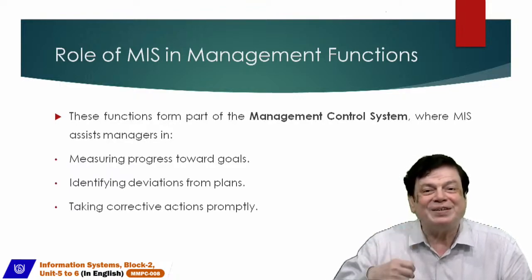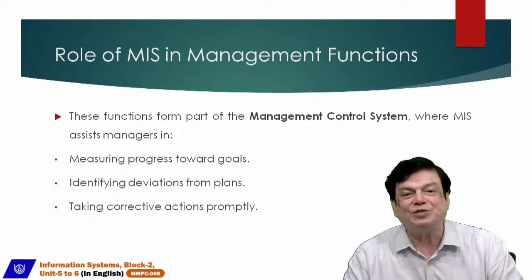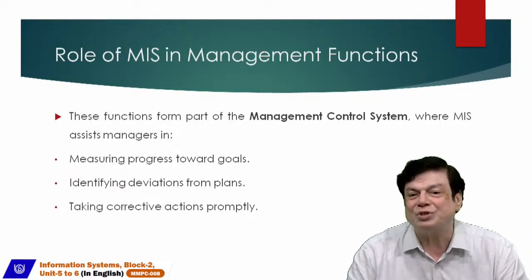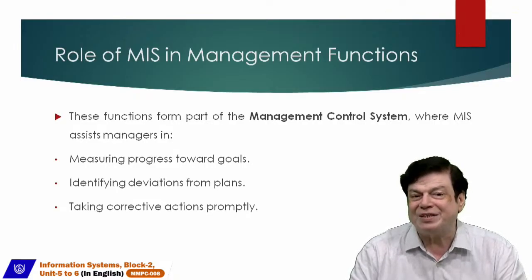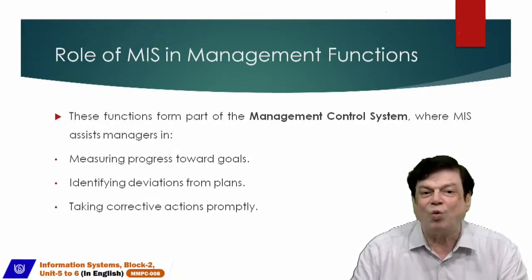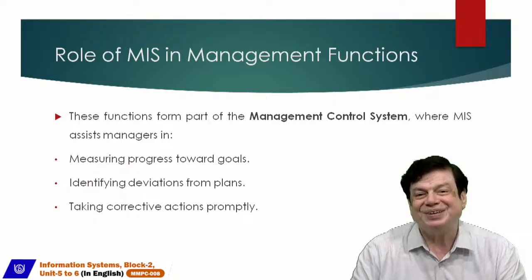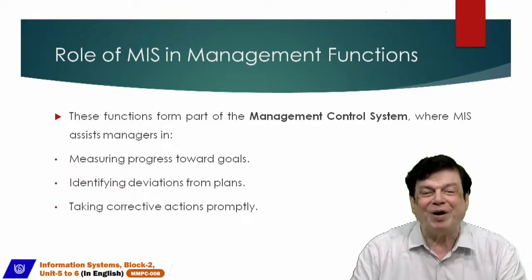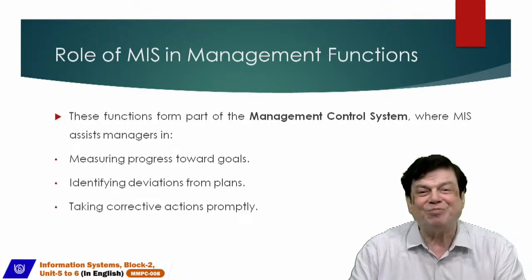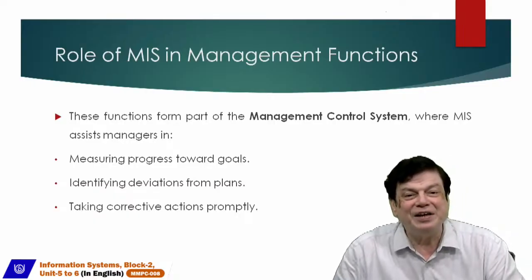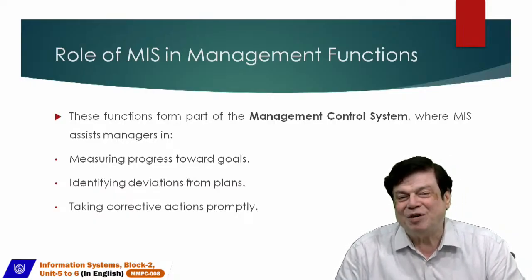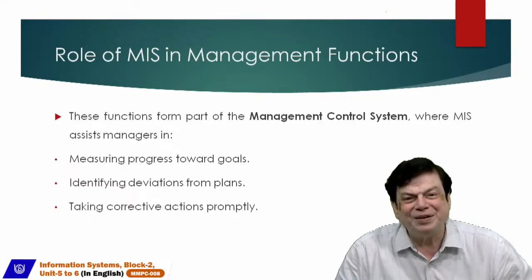The role of MIS in management functions. These functions form part of the management control system, where the management information system assists managers in measuring progress toward goals. Suppose they have to reach a sales target, and say in March this much target is going to be achieved, and now this is December. So how much is the company behind that target? Then identifying deviations: the company does planning for the next 4 or 5 years.